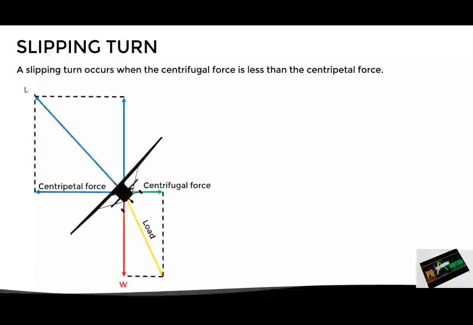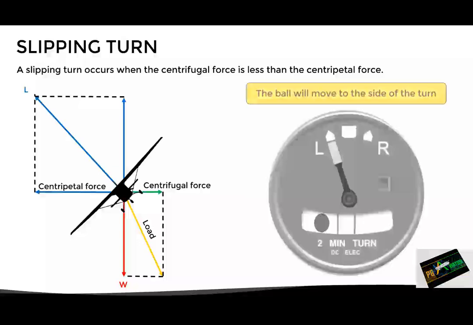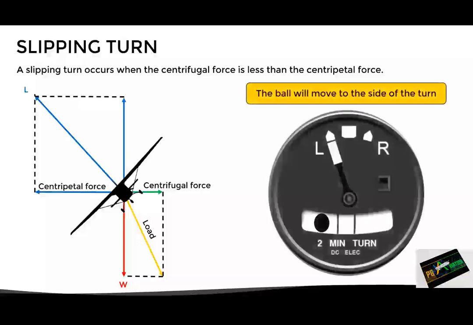The last possible situation is a slipping turn. A slipping turn is the opposite to a skidding turn. It occurs when the centrifugal force is less than the centripetal force, as we can see in this image. In this case, the ball will move to the side of the turn due to the imbalance of forces. So in this example, the aircraft is turning to the left and the ball moves to the left.